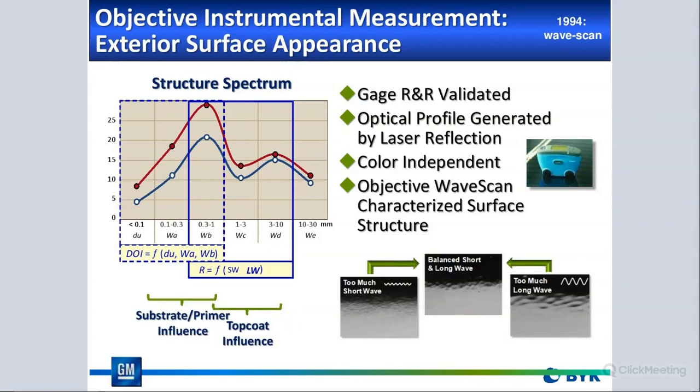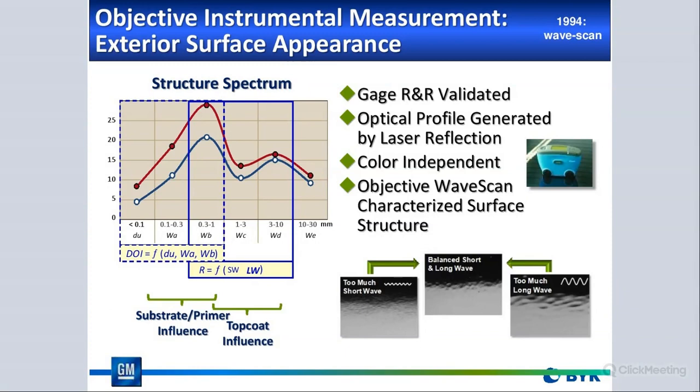And here is just a kind of a summary of everything that we talked about. One thing that we always do with our customers is we always do a gauge R&R to validate the instrument under their process conditions. Also, it's a laser that generates the profile. It's color independent, the numbers that we get. And also the wave scan characterizes the whole surface structure.